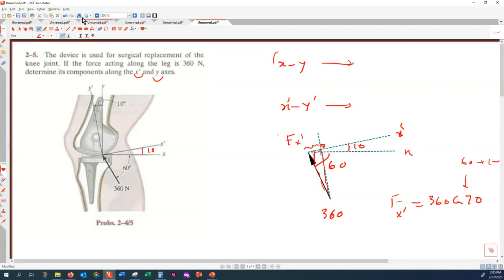In the second instance, I want to project this one over y. So how do I project it over y? Let's start with the force again. That is the very same force, 360. So how can I draw over x prime? Well, let me zoom in here.